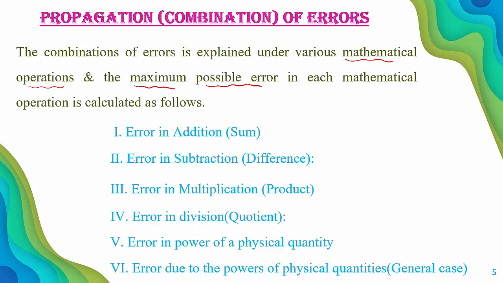You can observe the following mathematical operations. The first one is error in addition, or we can take it as a sum. Second, error in subtraction, that is difference. Third, error in multiplication, let us take it as a product. Fourth, error in division, that is quotient. Fifth, error in power of a physical quantity. And the last one, error due to powers of physical quantity in the general case. Now we can study the maximum possible error in these mathematical operations. Let us start with error in addition.